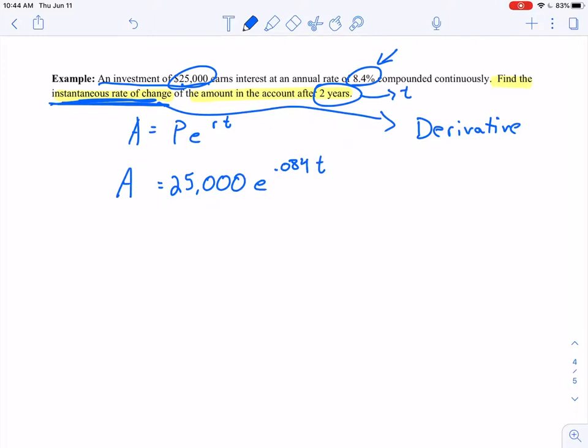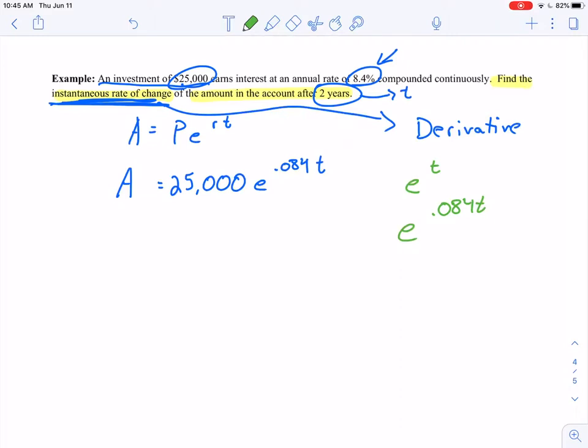So I still need to take the derivative. But if I go to take the derivative right now, this isn't quite e to the t. If it was the derivative of e to the t, I could deal with it. This is e to the 0.084 times t power. It's this 0.084, this guy right here, that's causing problems for me. So I need to come up with a really clever way to rewrite this expression.